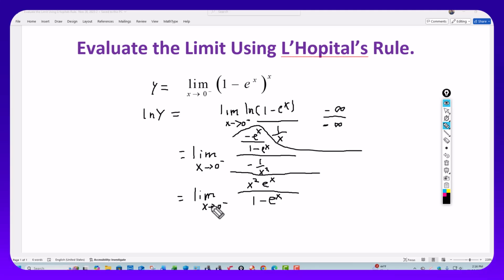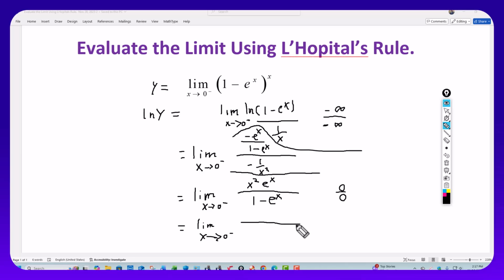Now let's look at it again. Limit as x goes to 0 from the left. So let's just plug in 0 there. Here, it's going to give me a 1. That's 0. 0 here is 1. 1 minus 1 is 0. So I get the form 0 over 0. Still indeterminate. So we take the derivative again. We keep applying L'Hospital's rule. As long as you have it in one of those forms, you can keep applying L'Hospital's rule.